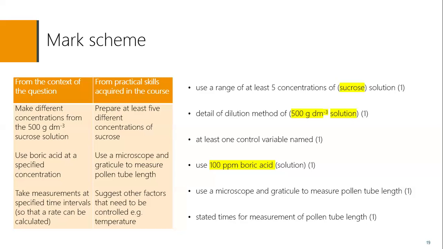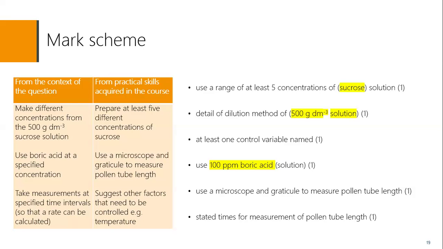There's a mark for naming at least one control variable, and it has to be named. Then there's a mark for using 100 parts per million boric acid solution, because from the table that is the optimum concentration to use. There's a mark for saying that you would use a microscope and graticule to measure pollen tube length, and then stated times of measurement of pollen tube length.